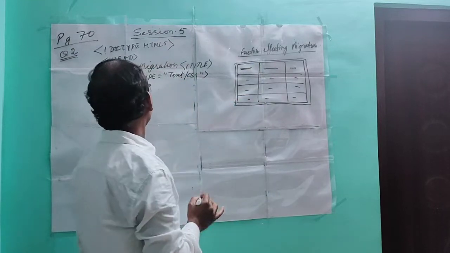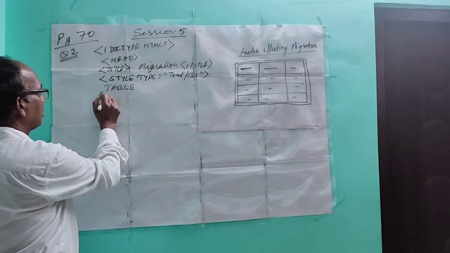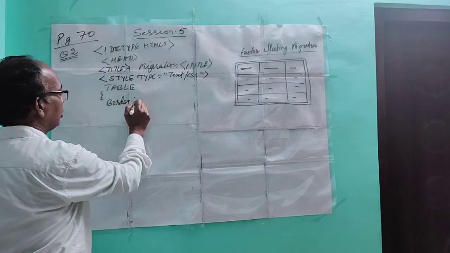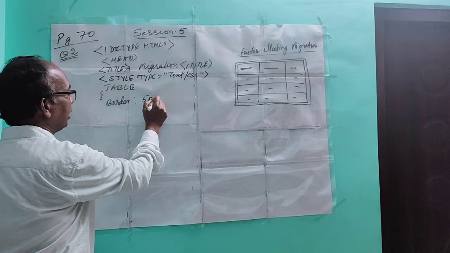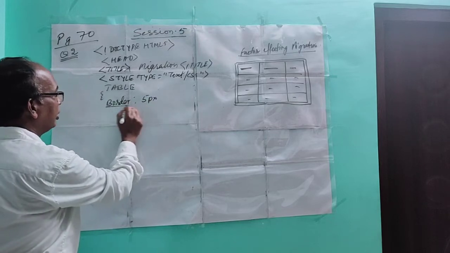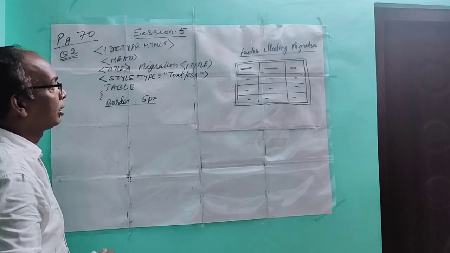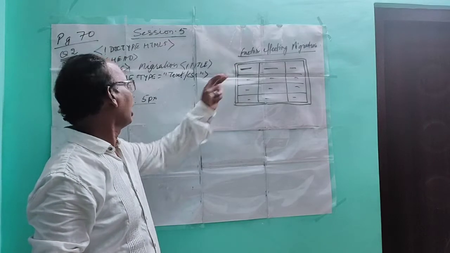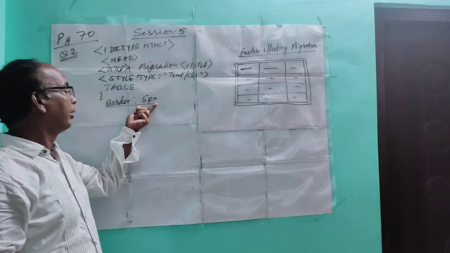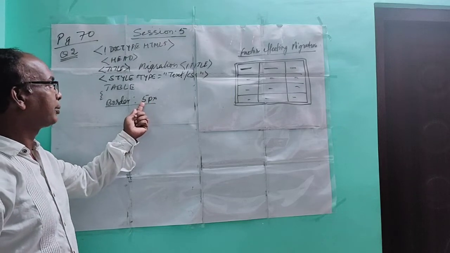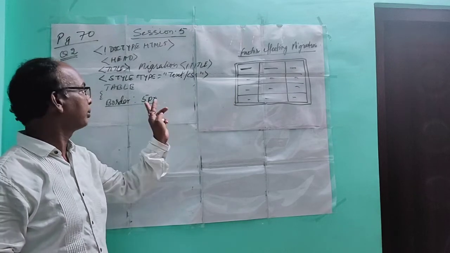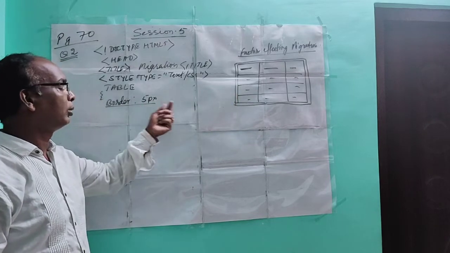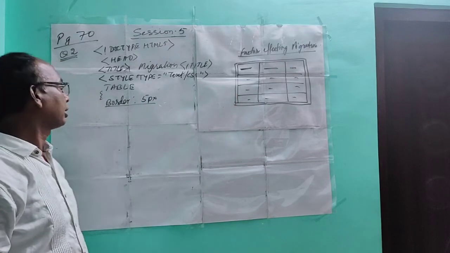Okay. Now, next, curly bracket, border equals to 5 pixels, px. So when you use the border of 5 px, this border will appear in size of 5. That is the value of the border. If you give less value, then the border becomes thin. If you give more value, the border becomes thick.